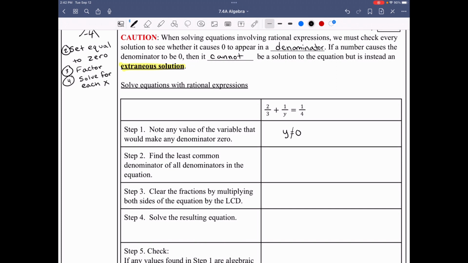The next step that we do is we find the least common denominator of all the denominators in the equation. So we have a 3, we have a y, and we have a 4. All together, the LCD, if we multiply those, is 12y. Step 3, we're going to clear the fractions by multiplying both sides of the equation by the LCD. So let's rewrite the equation. It's the equation they gave us, and we're going to multiply by 12y.